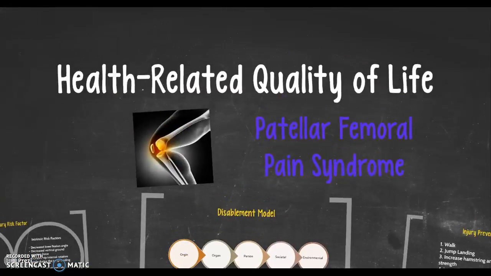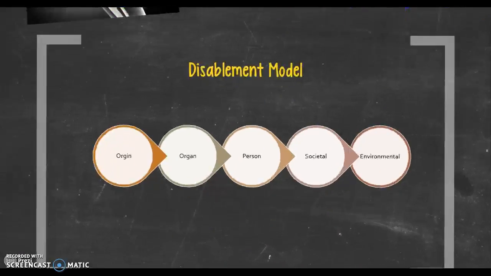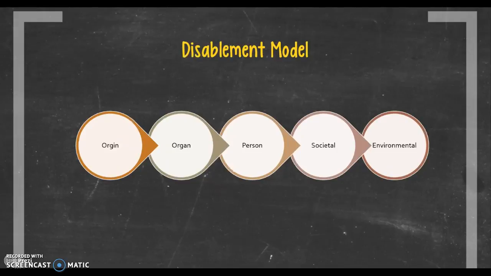For today's presentation, we're going to talk a lot about patellofemoral pain syndrome, or PFPS, and how it relates within the risk factors, disablement models, and injury prevention. So we're going to start with the disablement model. What is the disablement model? There are three different disablement models that are commonly used within literature, and the example in front of you is a combination of all three, using some generalized terminology that is seen throughout the different disablement models.